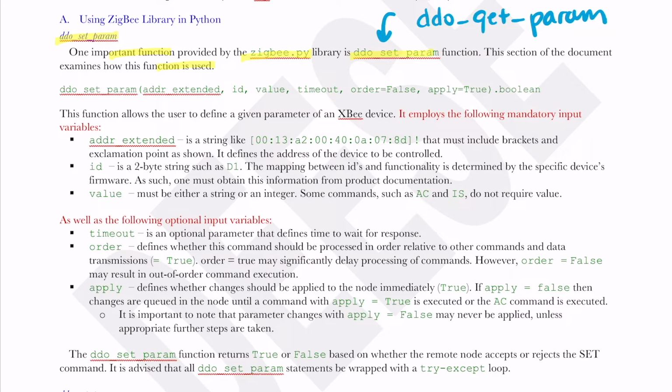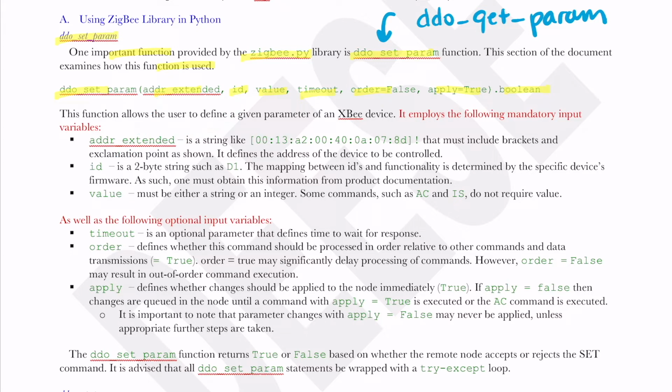So here's the general structure. We have DDO set param, the address, the extended address, the ID, value, timeout, and then additional inputs, order and apply. And then it returns a Boolean value. It indicates whether the set was successful or not. It does provide some feedback in that regard. So let's look down here, and you can see what I've done is create bullets to essentially tell us how each input is used.